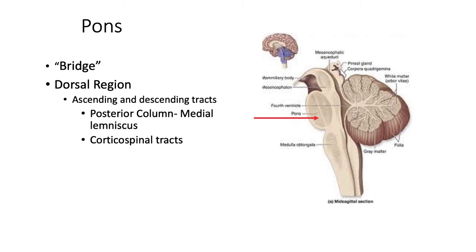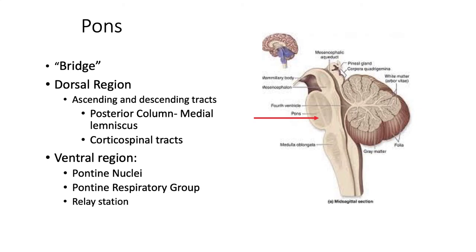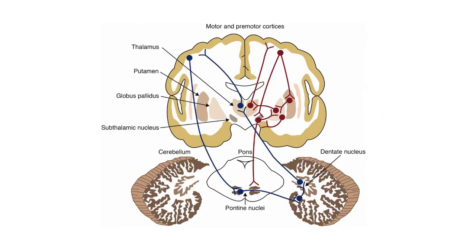The ventral region contains the pontine nuclei. The pontine respiratory group works with the respiratory center of the medulla to control breathing. The pontine nuclei also help link the cortex of one cerebral hemisphere with the cortex of the opposite cerebellar hemisphere. Let's look at the next page to visualize this.